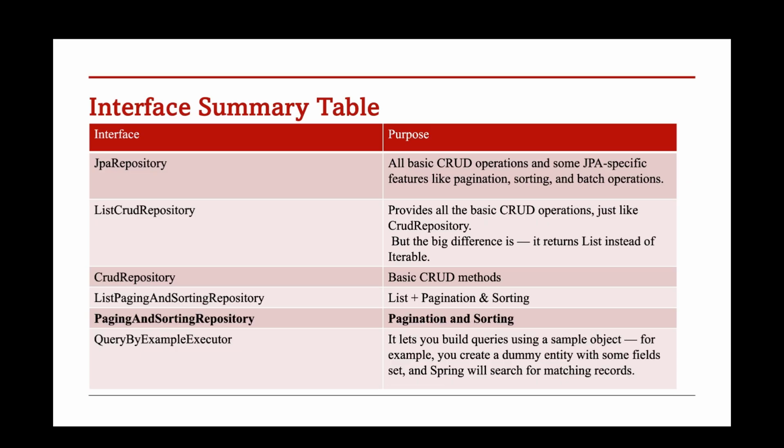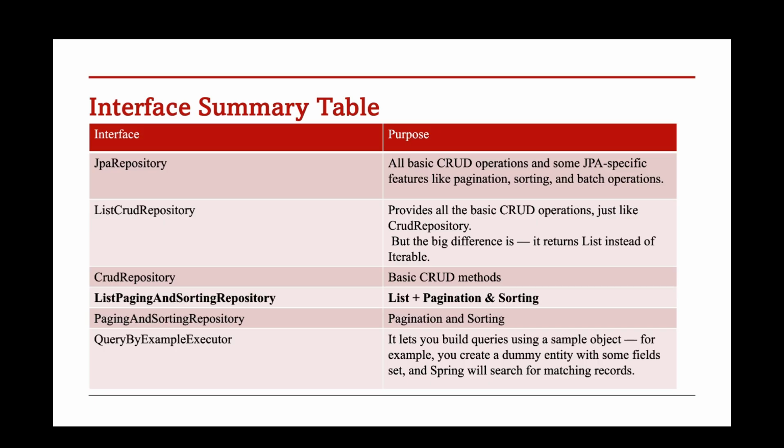Now let's talk about another very important interface. Paging and Sorting Repository. As the name suggests, this interface provides built-in support for pagination and sorting. So, if your application deals with large datasets, like users, products, orders, this interface helps you fetch results in pages, and also lets you sort those results by any field. For example, instead of loading 10,000 records at once, you can load just 10 or 20 per page, improving both performance and user experience.